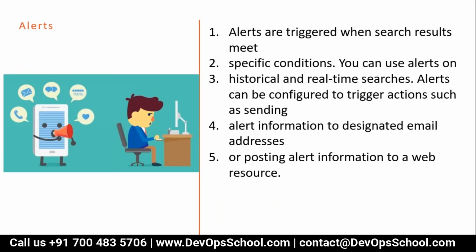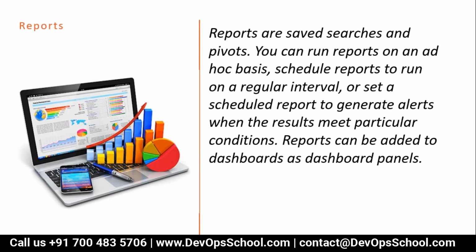Okay, alerts. I think this is something which you all understand. If something is not as per the rules set by you, it gets you alerts, for many reasons. So yes, alerts are triggered when search results meet specific conditions. You can use alerts on historical and real-time searches. Alerts can be configured to trigger actions such as sending alert information to designated email addresses or posting alert information to the web. Reports, you understand.